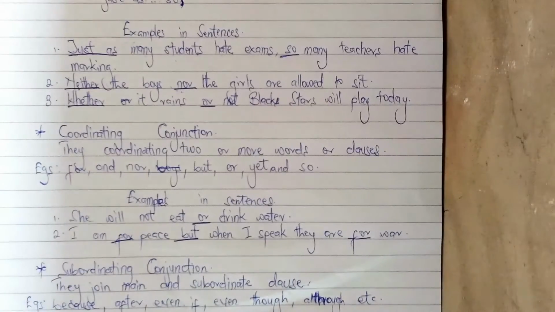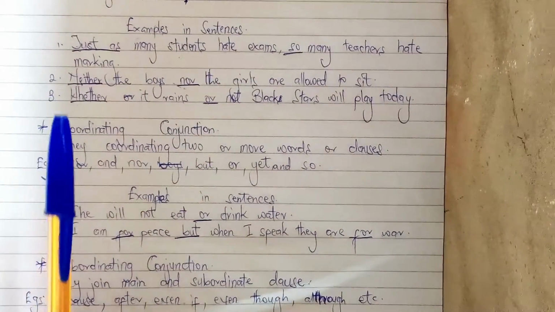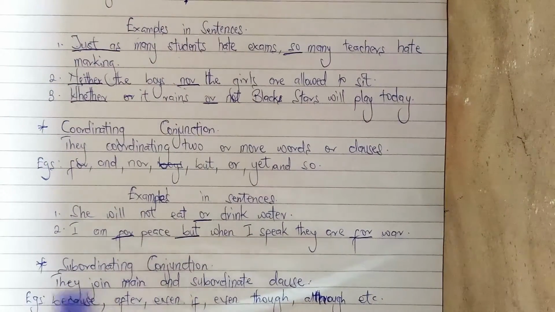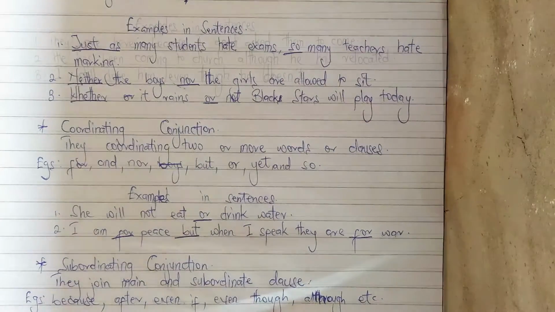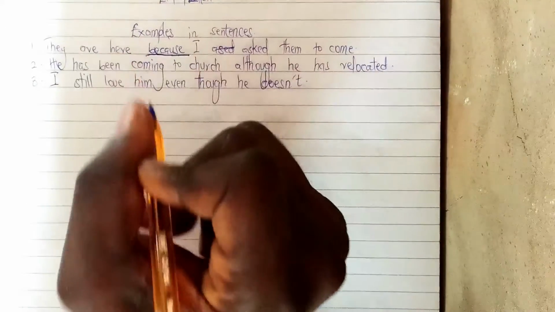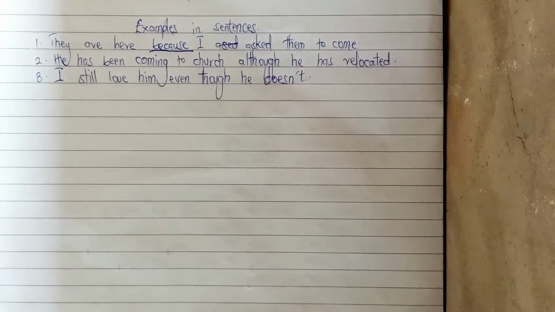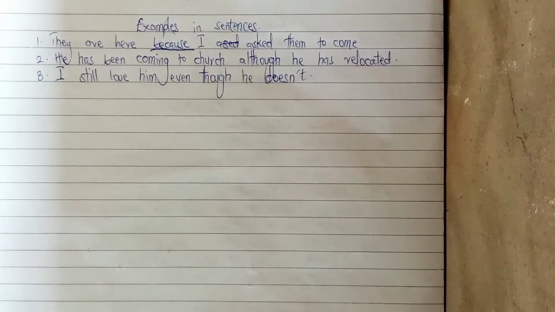Okay, so examples of the subordinating conjunctions are because, after, even if, even though, although, etc. Examples in sentences. They are here because I asked them to come. So the word because is used here to join they are here and I asked them to come. So the conjunction used here is a subordinating conjunction.